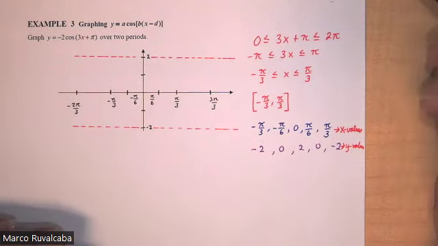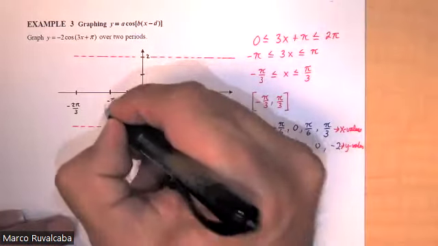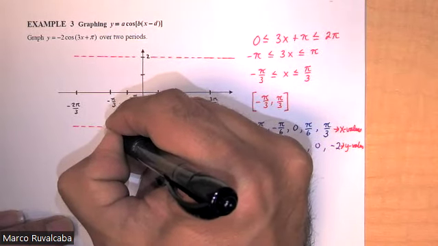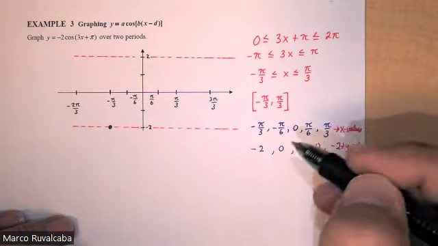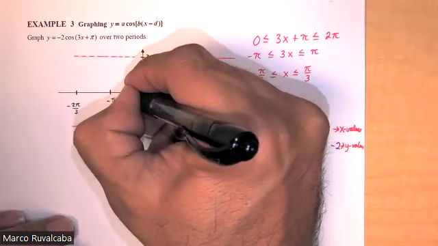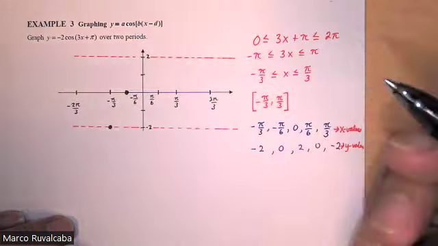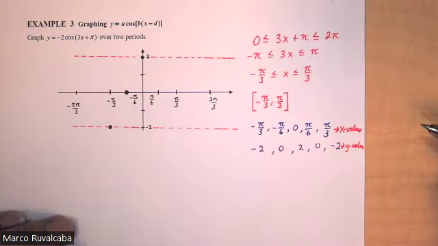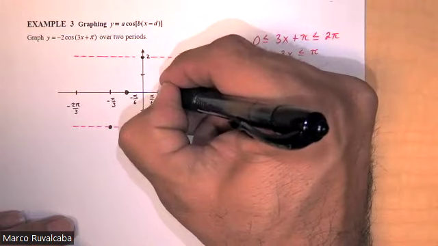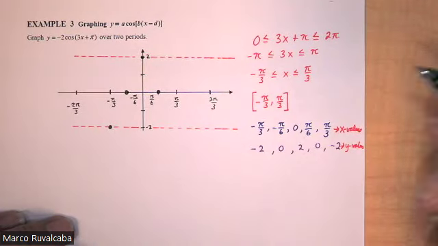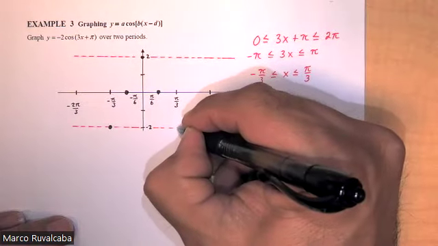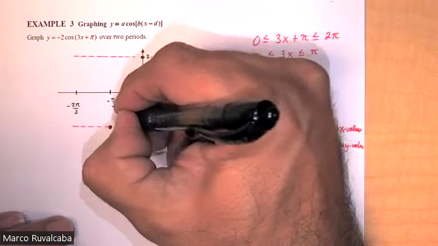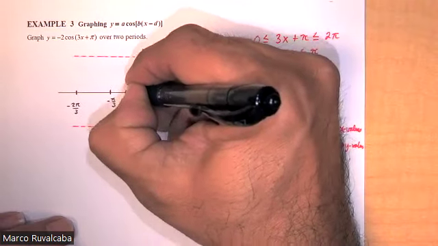So -π/3, -2 would be about right here. And then -π/6 would be about right here. And then 0, 2 would be right here. π/6 will be right here. And then π/3, -2 would be right here. And if I connect those, it'll look something like this.